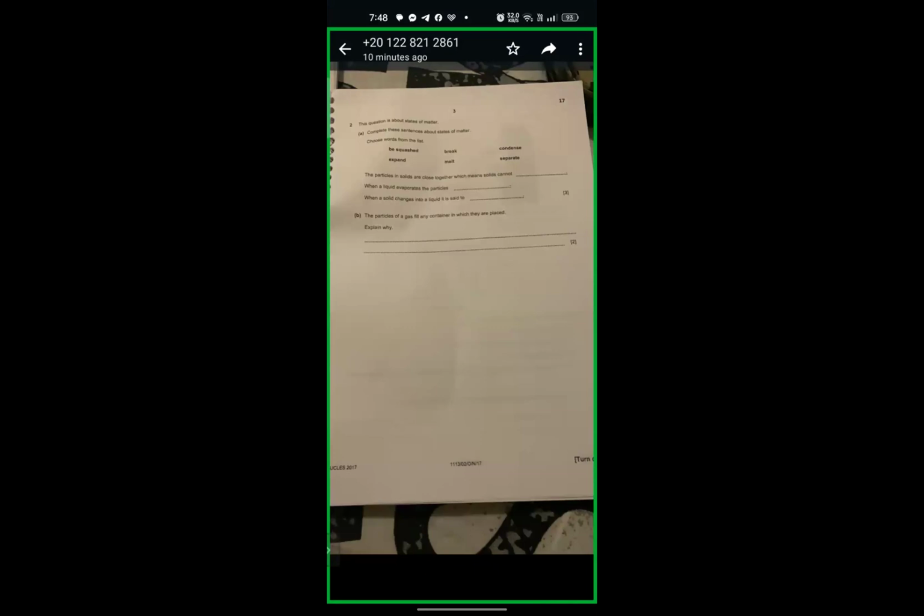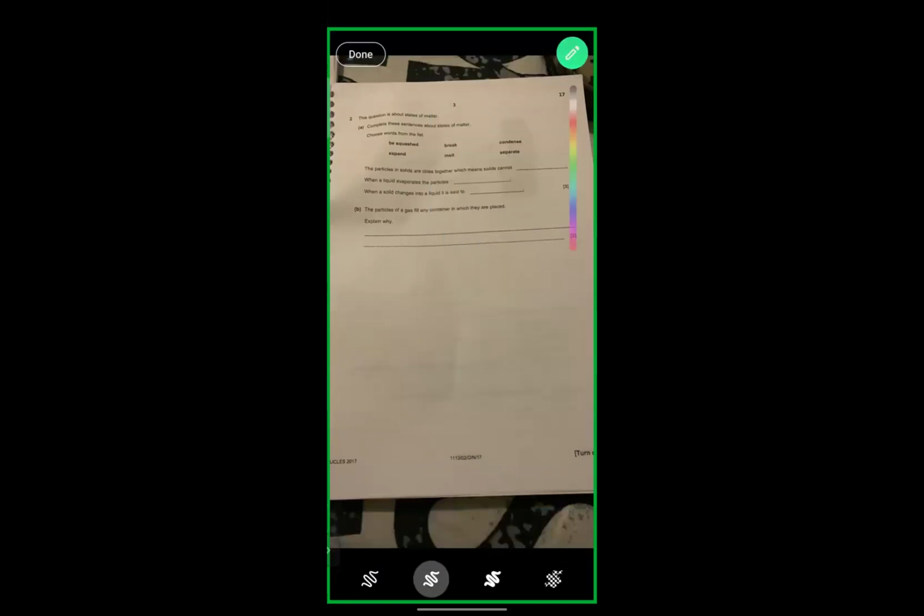The question is about states of matter: complete these sentences. The particles in solids are close together, which means solids... Give me a few seconds. Listen to me first. The general information, the hook of the question, is in this sentence. This is the hook that tells you which part, which lesson, which section in science we're talking about.